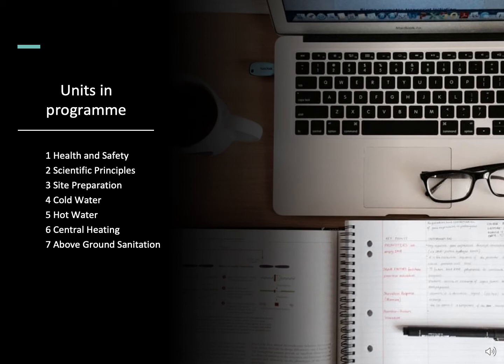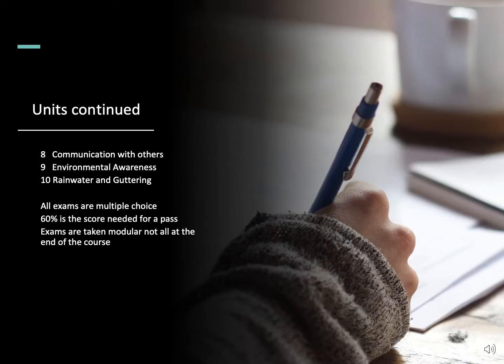Then we look at sanitation. The sanitation is all above ground sanitation, so we're looking at soil stacks potentially outside, with all the waste pipes and all the traps and the various different types of fittings, and how they all go together to complement a domestic property system.